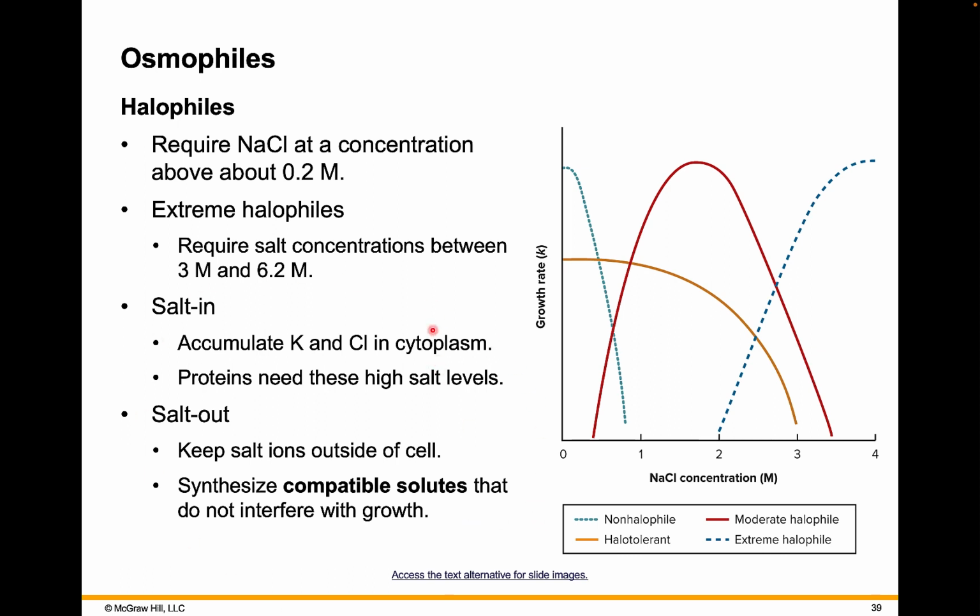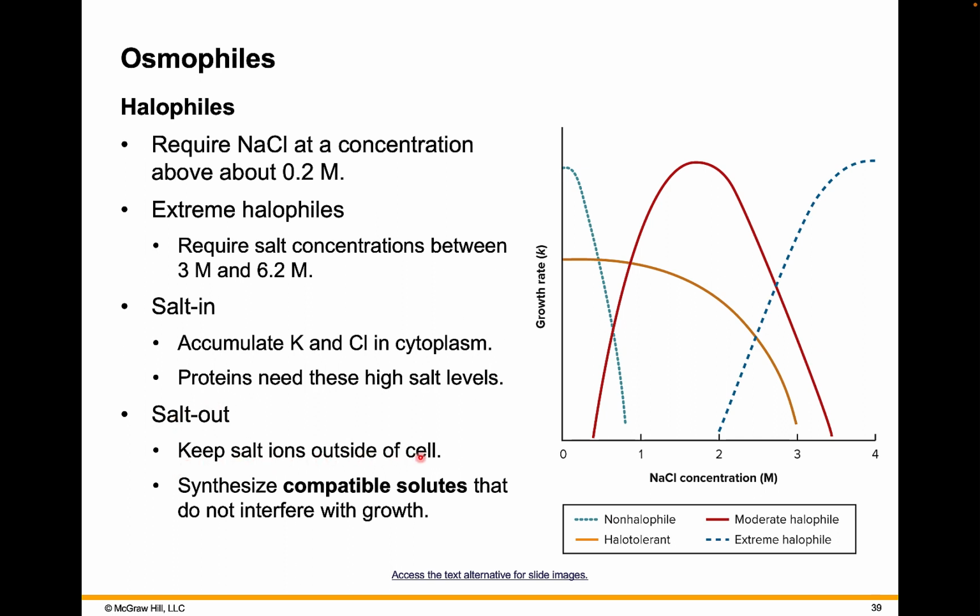So how do they do this? There are two processes by which they can survive. They are called the salt in and the salt out processes. These are the adaptations. In the salt in adaptation, they accumulate potassium and chloride in the cytoplasm, and some of the proteins need these very high salt levels. Essentially, they survive in these conditions.